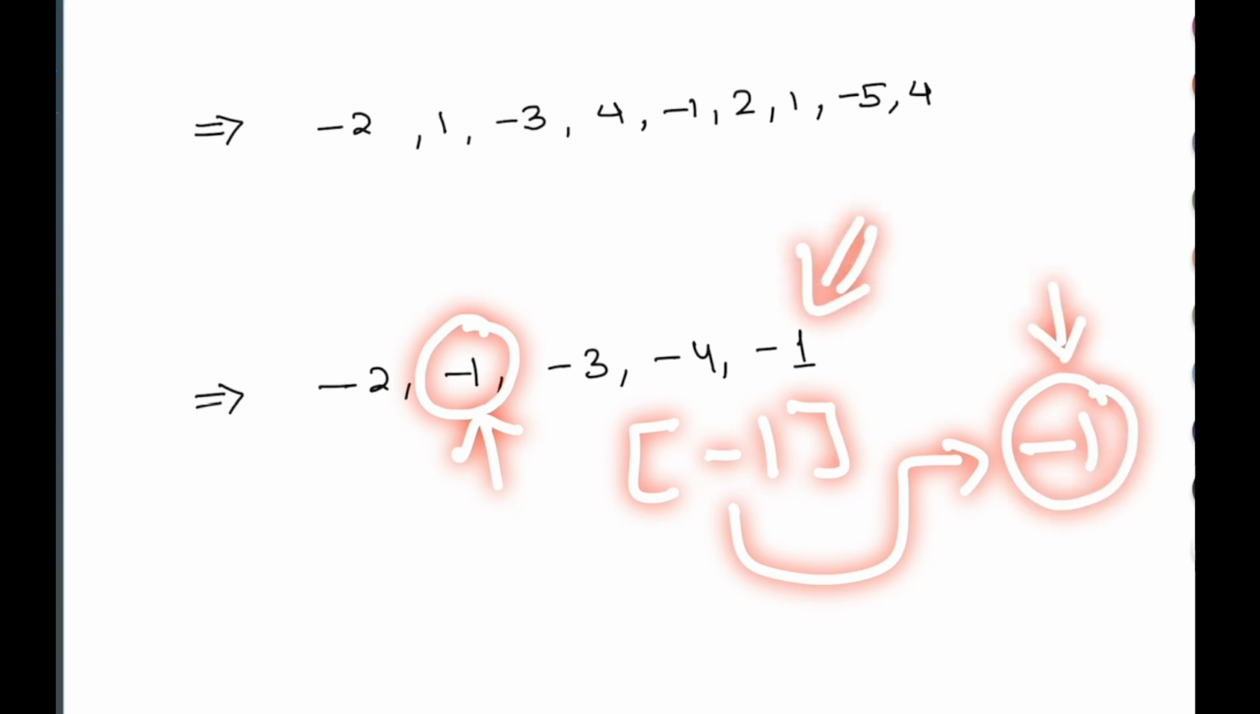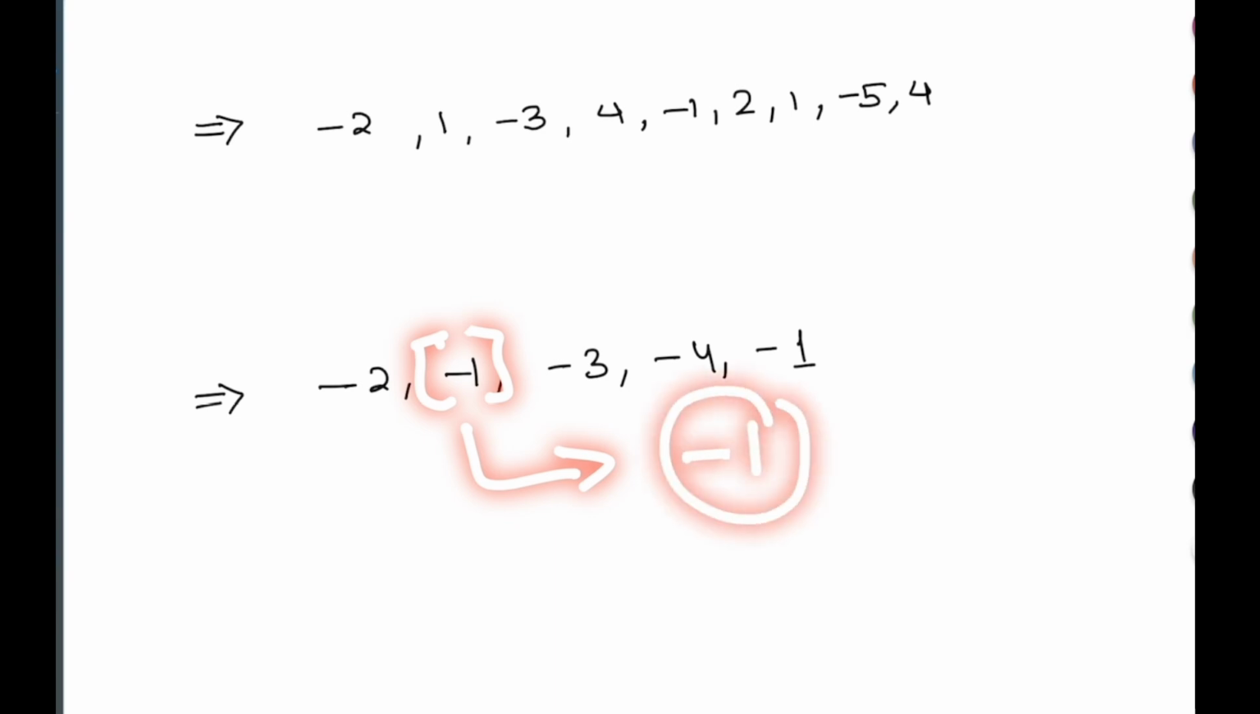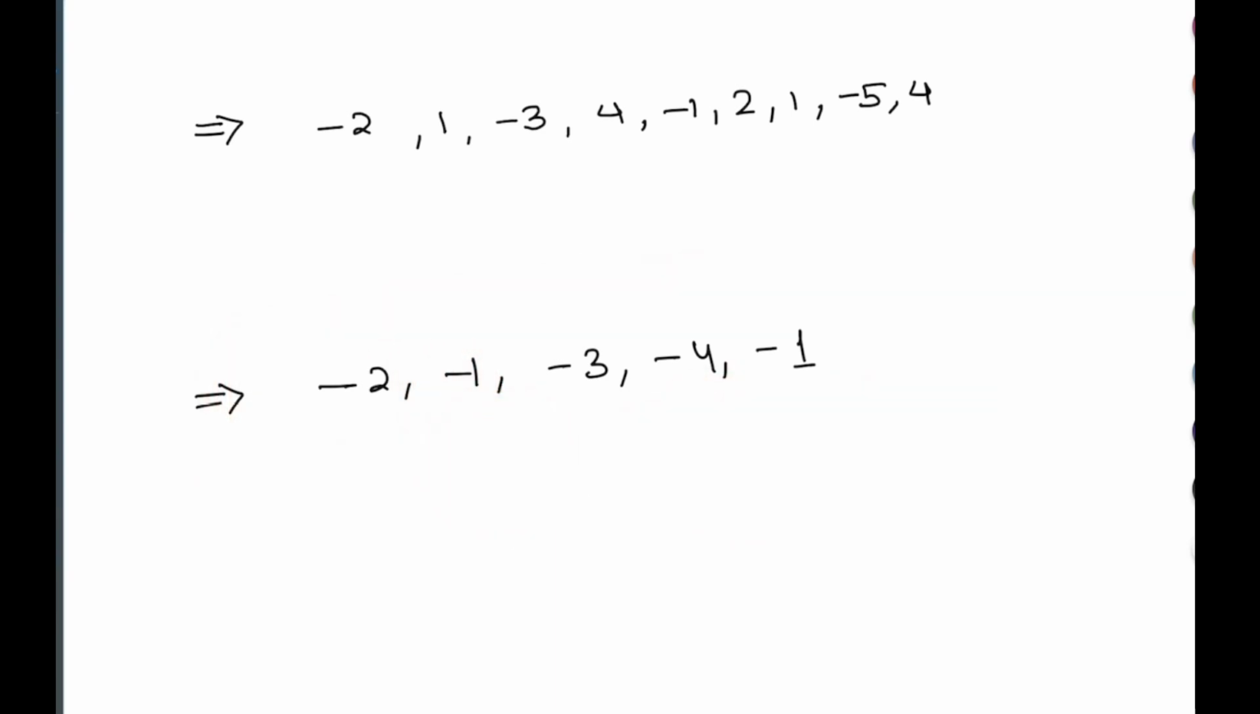For this particular data, minus 1 is going to be the output because I can create a sub array of just one element which is minus 1. The sum is going to be minus 1 itself. You cannot create any sub array which has a sum more than minus 1. This is going to be our base case.